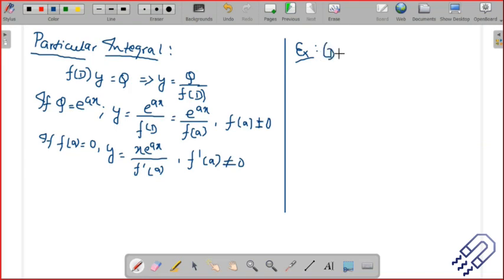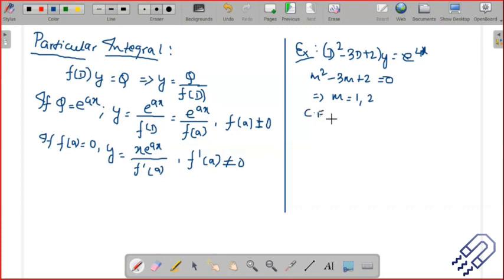Let's say take (D square minus 3D plus 2) into y is equal to e to the power 4x. This side is not 0. Now you want to find out the solution for this problem. That means you have to find out the complementary function as well as the particular integral. So let's complete it. m square minus 3m plus 2 is equal to 0. I think we have already done it. So if you solve it, you'll get the value of m as 1 and 2.